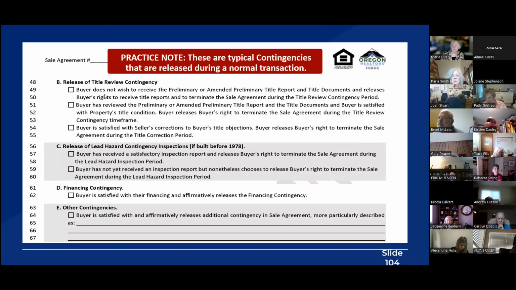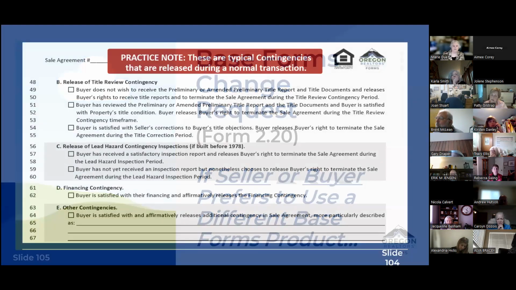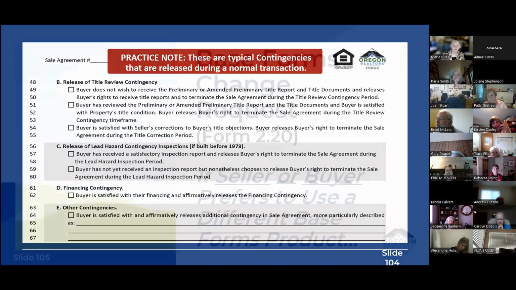Once again, instead of having to write it all out, we've written it out for you. The release of title review contingency, release of lead hazard, financing contingencies, whatever other contingencies they may have had. We've spelled it out for you to help make it a little bit easier. And again, other contingencies, that's where you would put in well or septic or something like that. We didn't go through every one on this one.